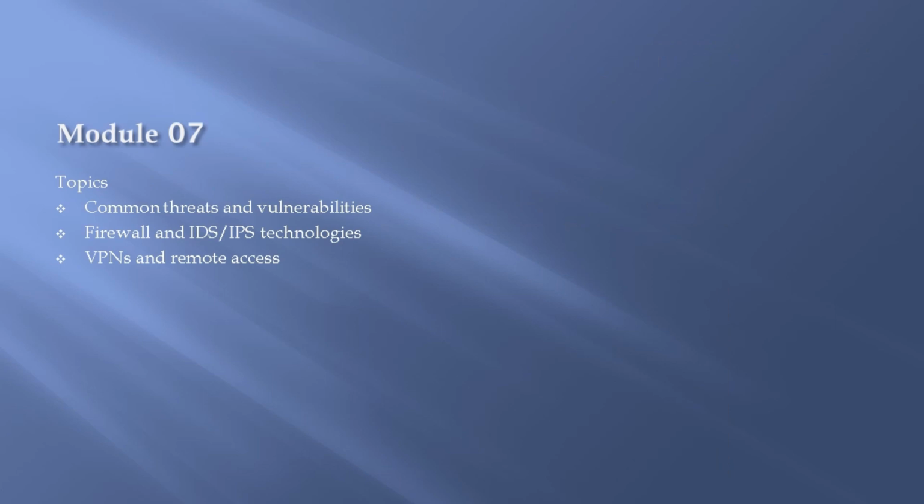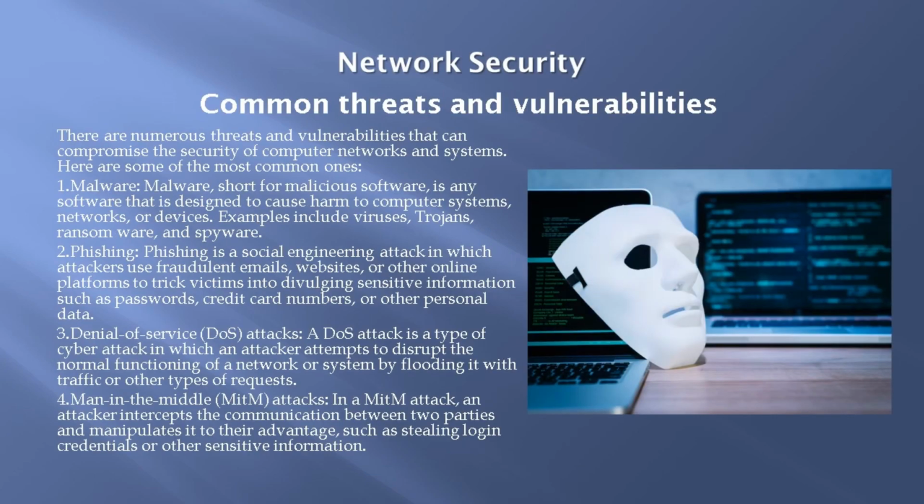In Module 7 we have these topics: common threats and vulnerabilities, firewall and IDS or IPS technologies, VPNs and remote access. Common threats and vulnerabilities. There are numerous threats and vulnerabilities that can compromise the security of computer networks and systems. Here are some of the most common ones.